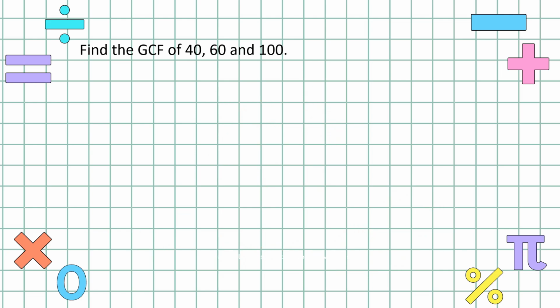And for our last example, let's try it with 3 whole numbers, and it's possible using the same process. So we'll just lay them out the same way. But this time, the only difference is we are considering 3 numbers. So, I would like to start with 5, since all of these can be divided by 5. 40 divided by 5 is 8. 60 divided by 5 is 12. 100 divided by 5 is 20.